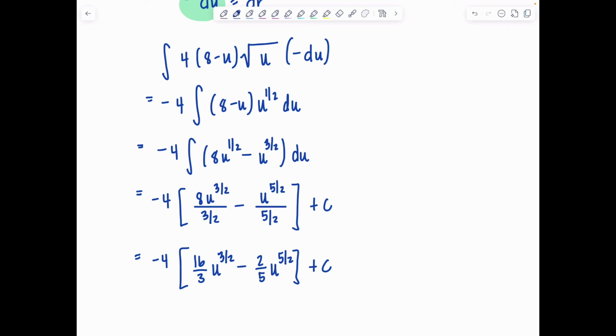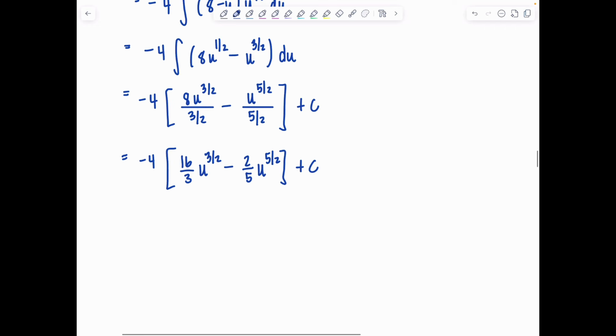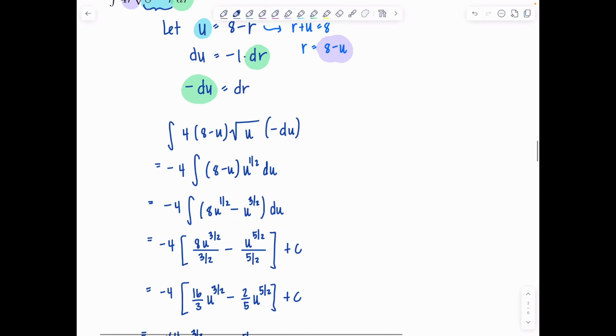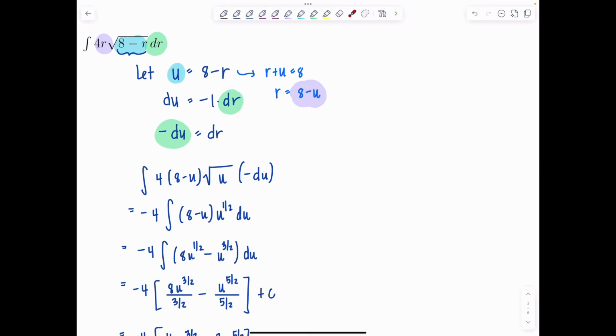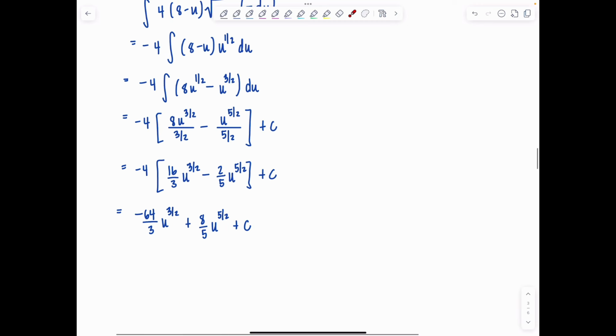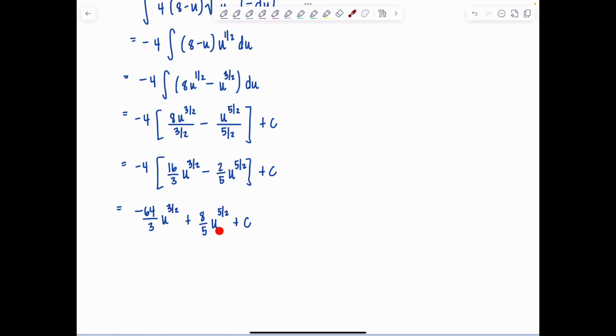Shall we distribute the negative 4? Why not? So negative 64 over 3 u to the 3/2 plus 8 over 5 u to the 5/2 plus c. And then go back to the original variable. So don't leave your answer in terms of u. Who was u? I forgot. It was 8 minus r. So all these u's I'm going to replace with 8 minus r.